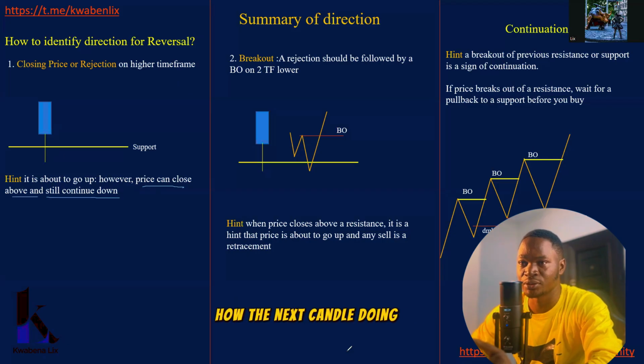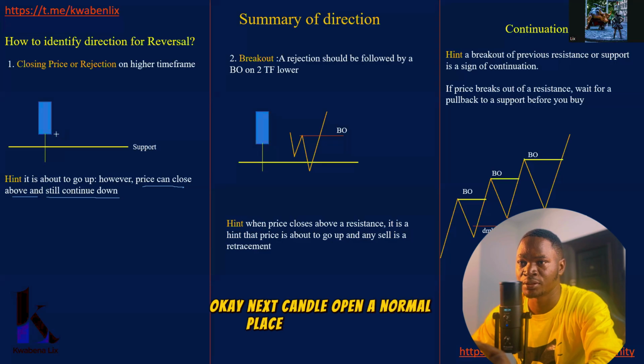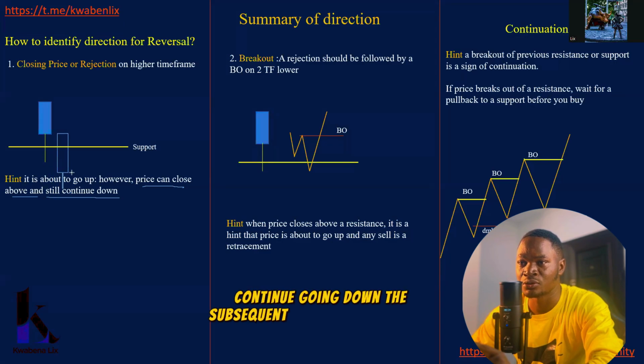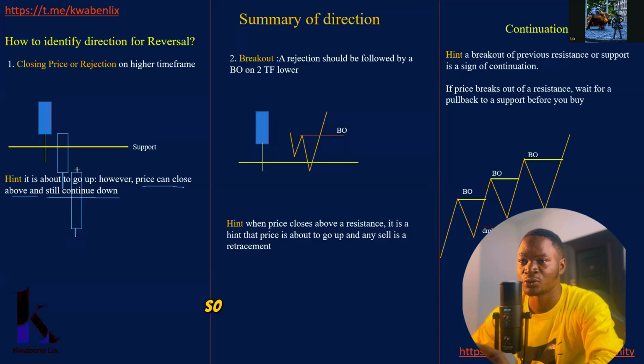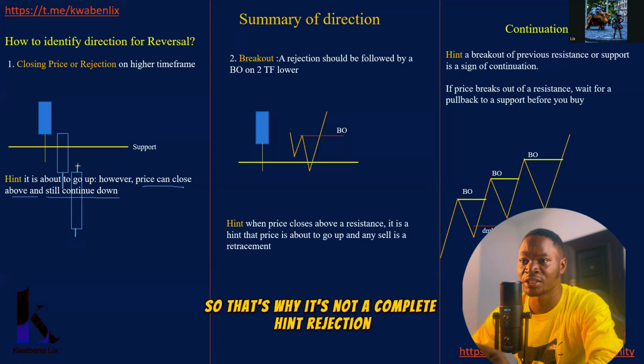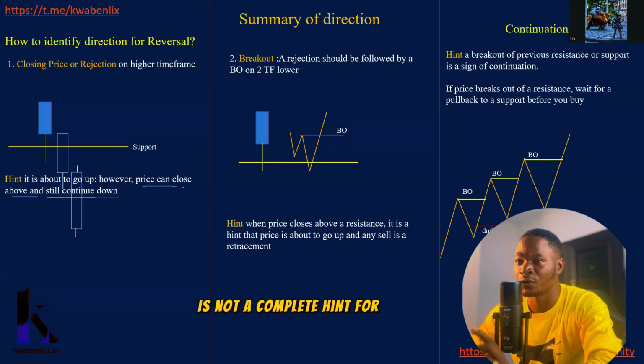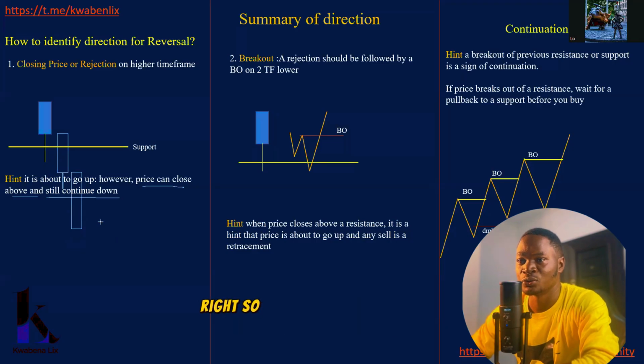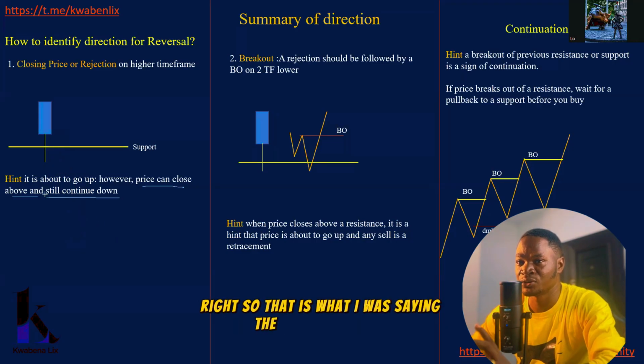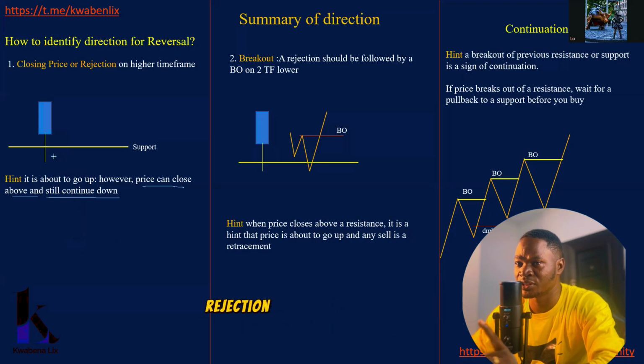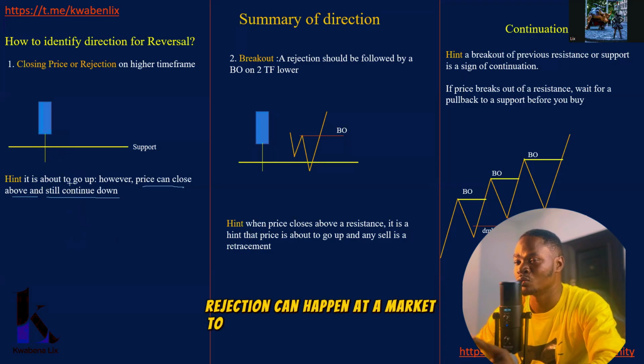The next candle will open at a normal place and just continue going down. The subsequent candles can also do that, right? So that's why it's not a complete hint. Rejection is not a complete hint for change in direction. It is the first hint. That is what the rule is saying: yes, rejection can happen, and the market will continue in the same direction.